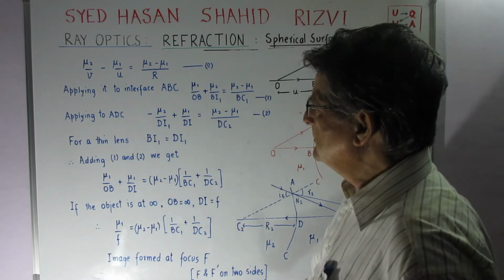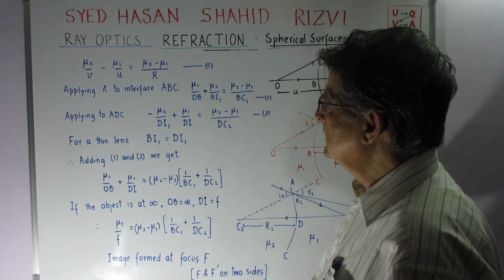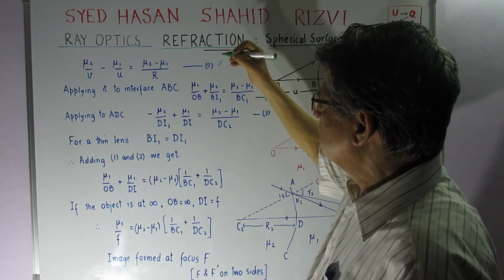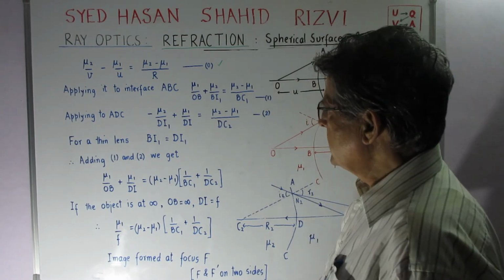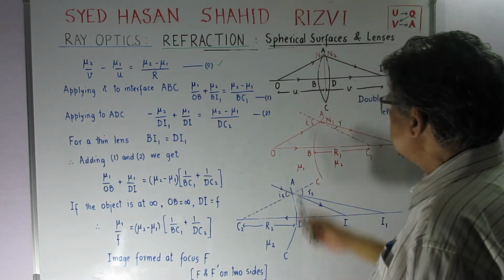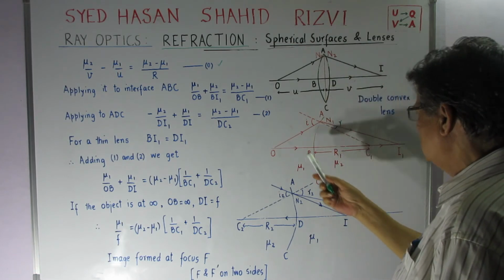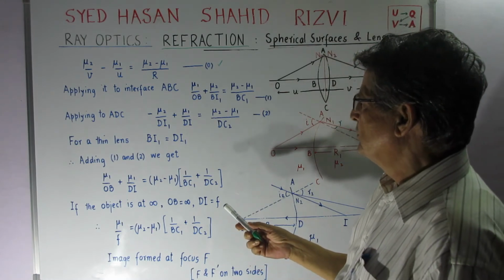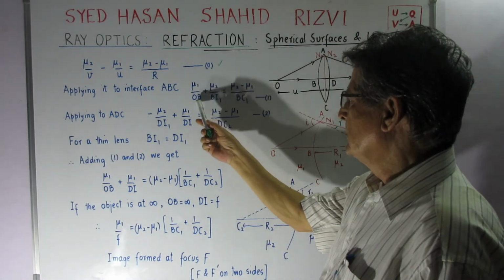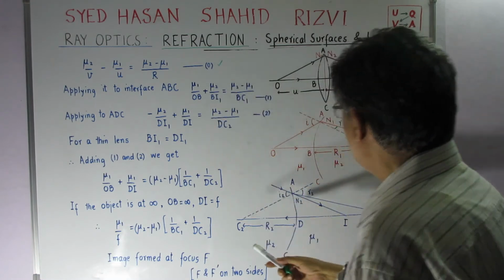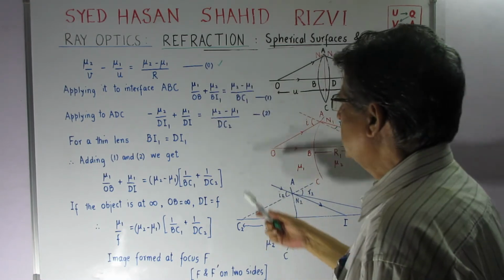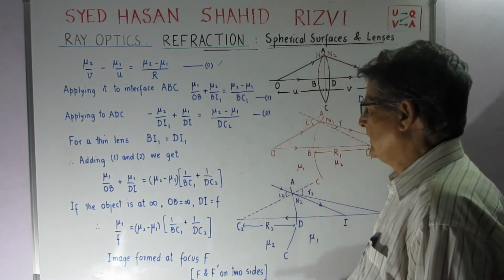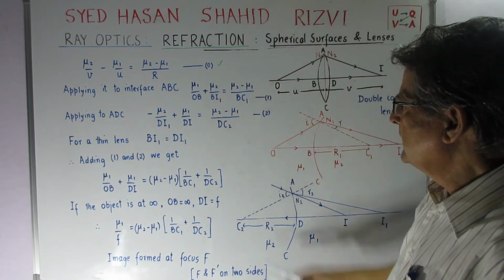Now we have the equation mu2 upon V minus mu1 upon u, which I call equation number 0. If I apply it to the interface ABC, which has been drawn over here, this will turn out to be equal to mu1 upon OB plus mu2 upon BI1 is equal to mu2 minus mu1 upon BC1, from the formula that we have applied. We call it number 1.